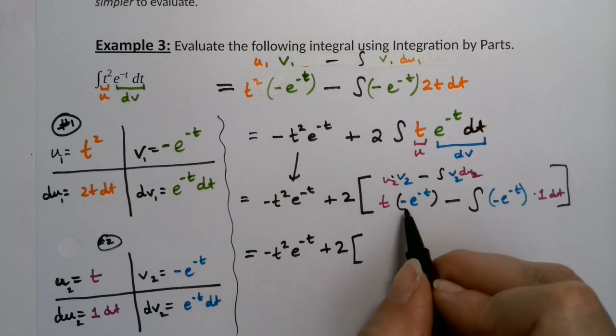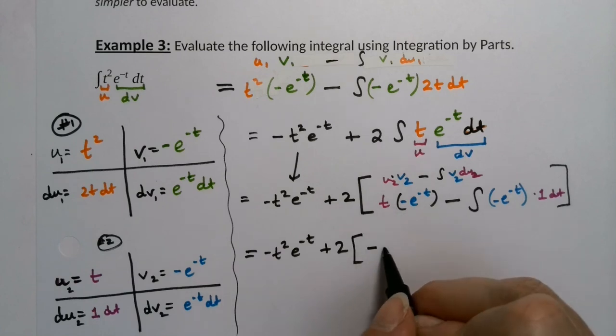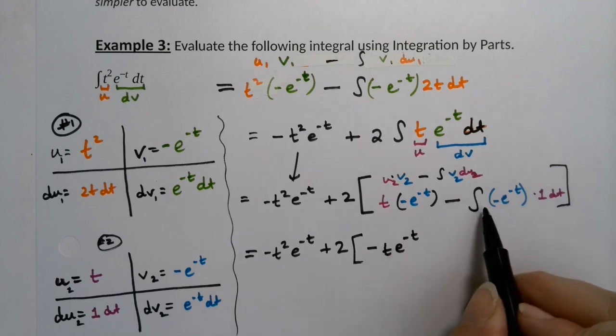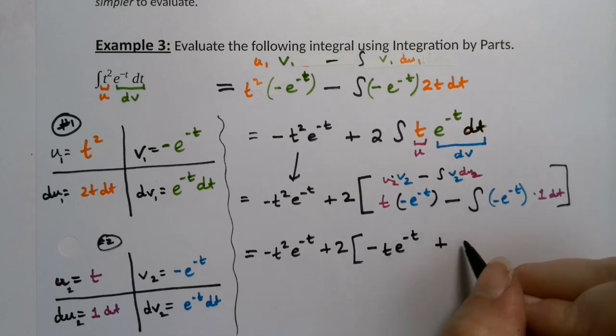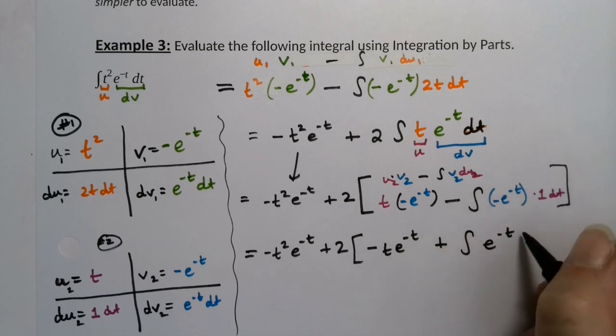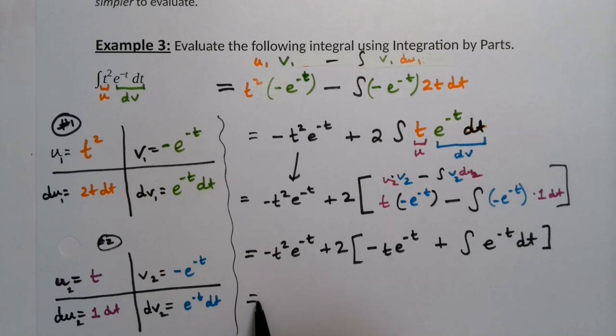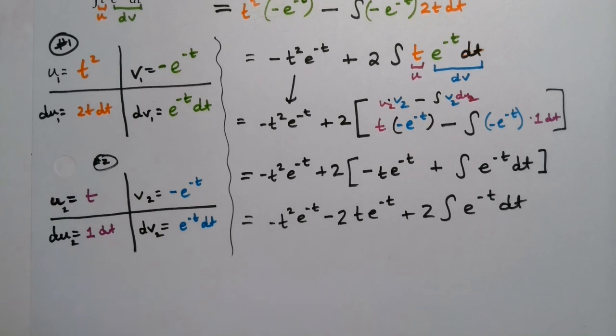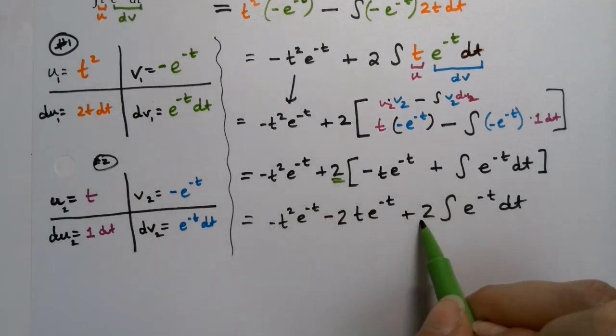Now this is going to be negative t e to the negative t minus a minus. Now look there. There's 2 negatives. So that's plus integral of e to the negative t, and then a dt. I'm just distributing the 2. You can do it later, you can do it now, one way or another. You're going to have to send the 2 in. I mean, you don't have to, but why wouldn't you, right?